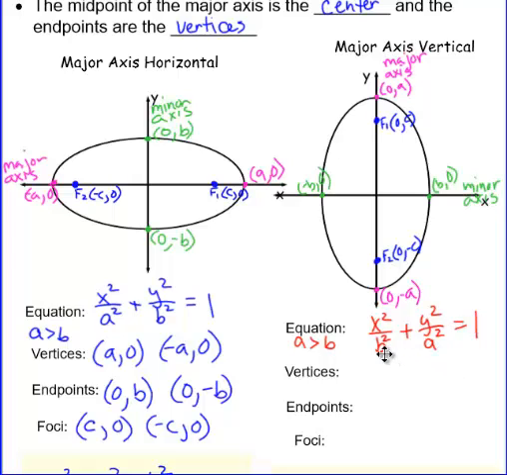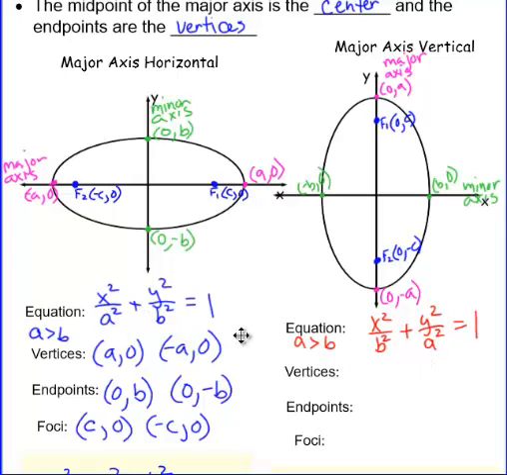Again, a is bigger than b. So when you're looking at an equation, you need to find which of those two denominators is the larger number. That is going to be your major axis. So in this case, a squared, which is the value bigger than b, is going to be my major axis. It's going to be on the y-axis. So that's one way to help you remember where the major axis goes, wherever the bigger number is.